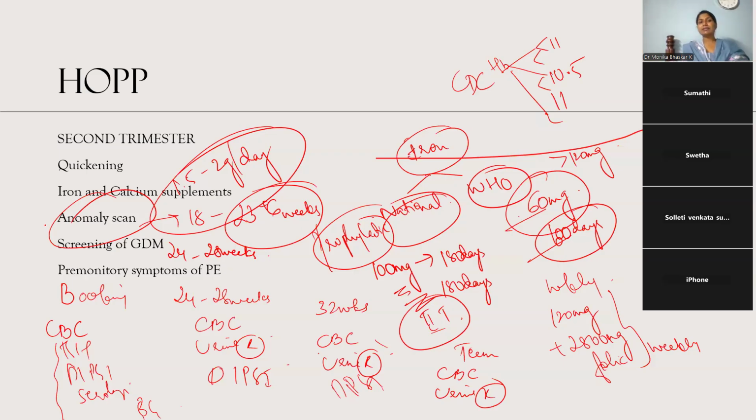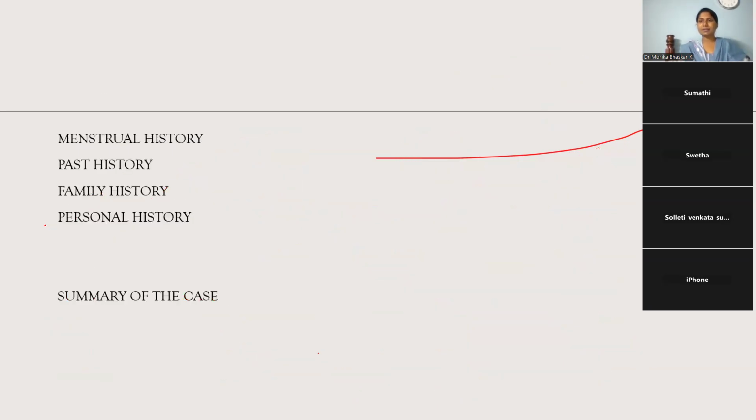So in Indian settings, if the baby's weight is more than 4.5 kg, the chance of vaginal delivery is slightly less, and you might counsel them for cesarean section. If the pelvis is borderline, that is important with respect to growth scan and third trimester. And again in the third trimester, we have to ask about all premonitory symptoms of preeclampsia.